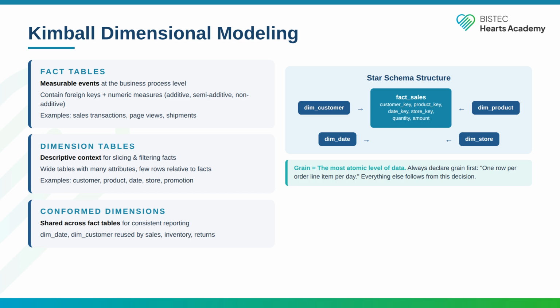Look at the star schema diagram on the slide. The fact table sits in the center with foreign keys radiating out to each dimension table. This visual pattern is why it is called a star schema.